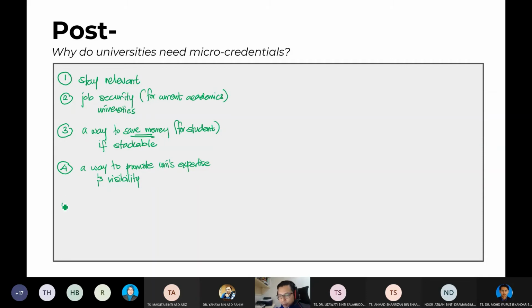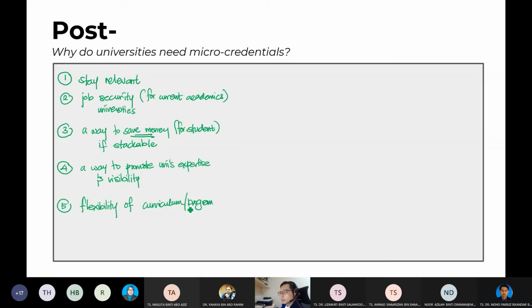Nanti kumpul lagi beberapa point kalau ada pendapat, maybe we can look at this again. Maybe universities can offer flexibility in terms of offering courses. If it is a specific program, it has to go through MQA and so on. So if we can offer programs for learners out there, it is more flexible.